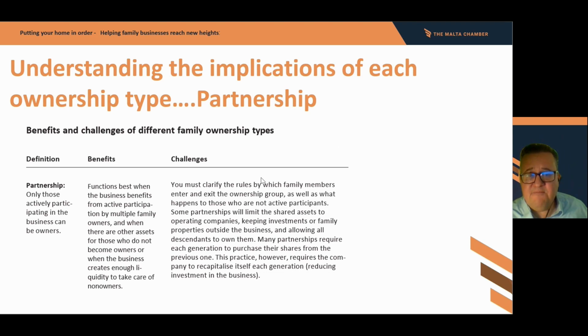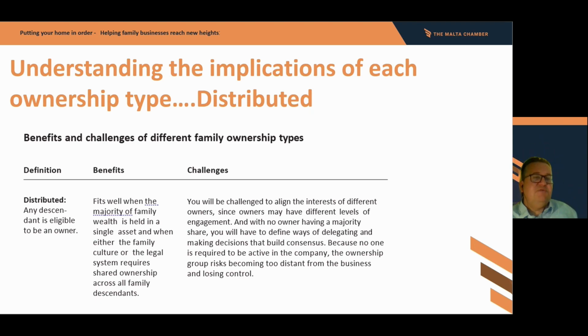Then we have the distributed model, which is basically an all-inclusive model, basically that anyone that is part of the family can be a shareholder, and that all assets are kept within one structure of the family business, and that all family descendants are owners and have the same decision rights, the same voting rights. Here, obviously, the challenge is quite obvious. It is difficult to align the interests of different owners, especially if the numbers are large, who have different interests, different engagement levels, with no one having a majority shareholding. And so the key word here is working to build consensus, which is obviously very difficult, which requires skills in communication and persuasion.